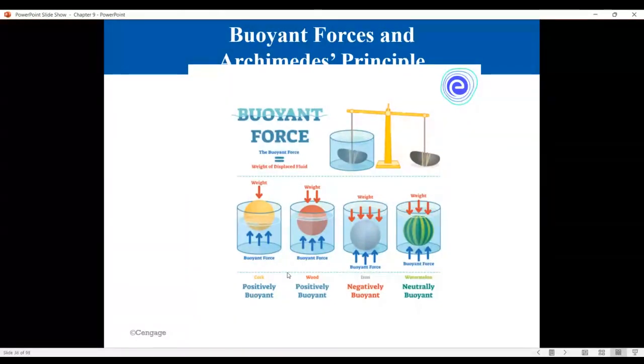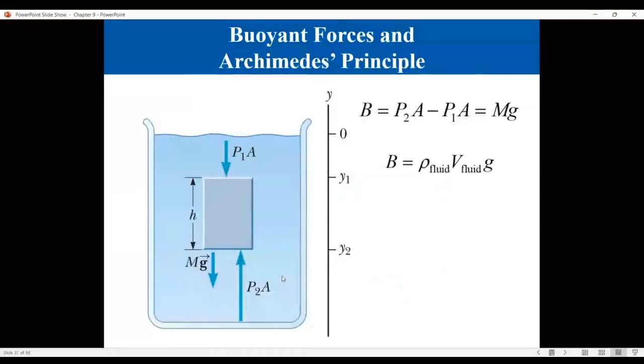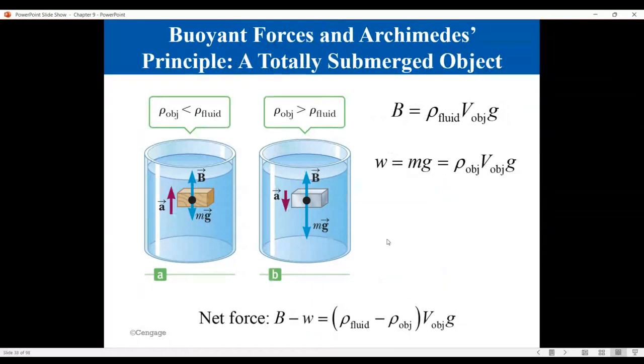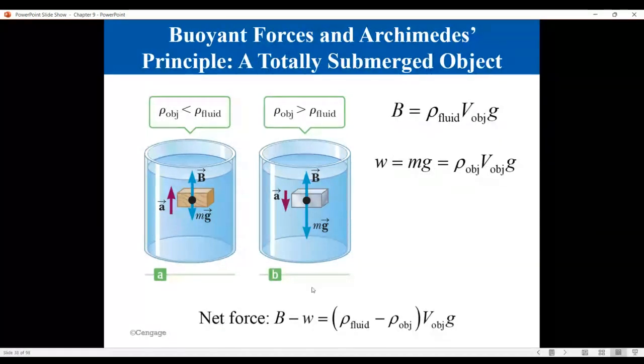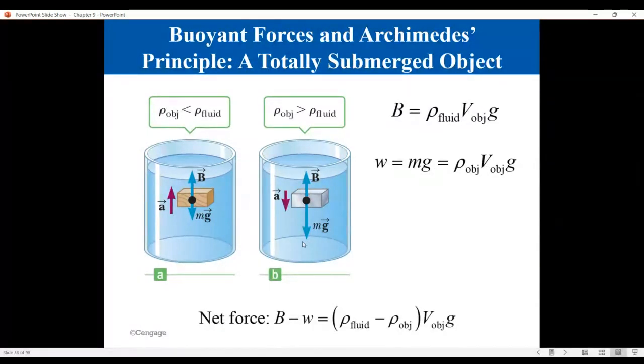Okay, so how do we get this positively, negatively, and neutral? This is essentially due to, this is just explaining what's happening here. So it's more about the densities. Okay, and so when the density of the object is less than the density of the fluid, right? So this is what's important here. We're going to find out that the buoyant force will be more, therefore it will be positively buoyant, right? If you can see the B force is bigger, this is case A.